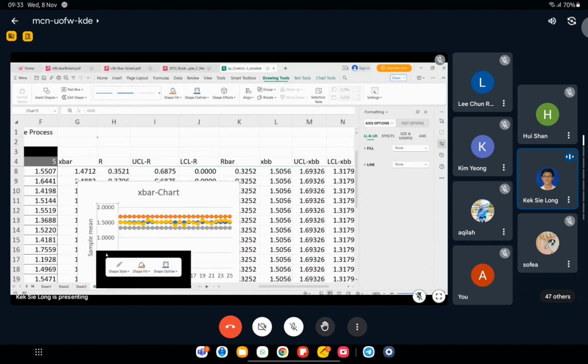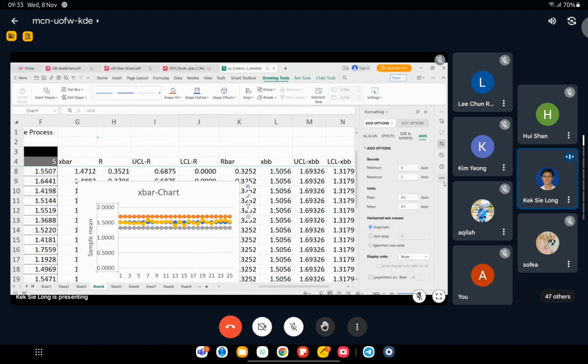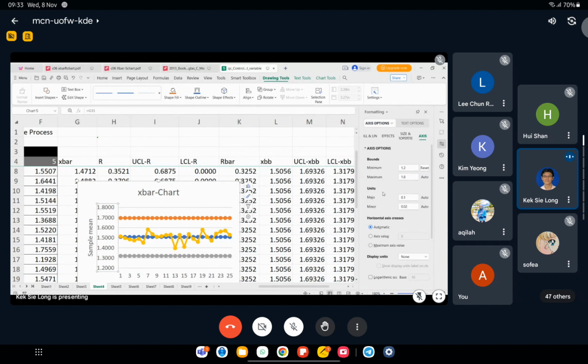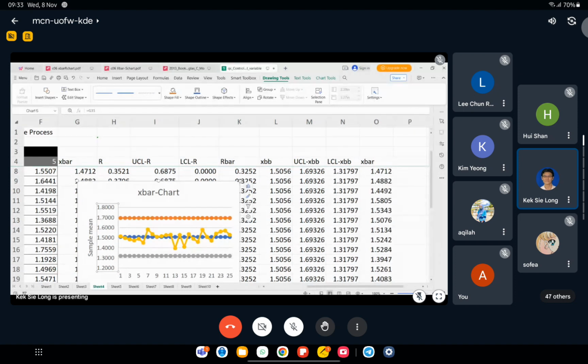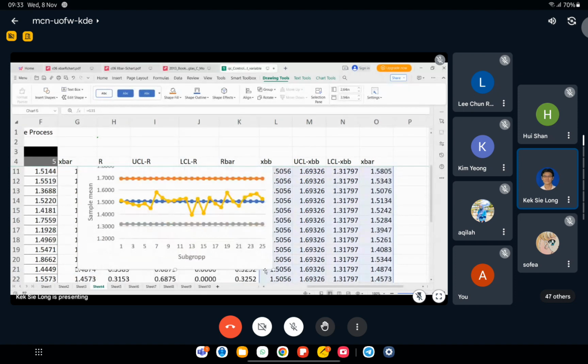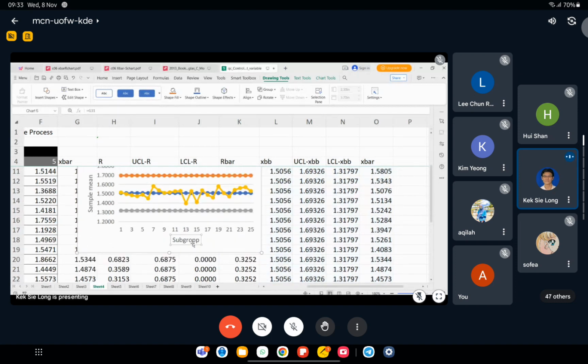So you just point on the y-axis and then click format axis. We want to zoom in, so we can change the minimum. We don't want to start from 0. We want to zoom in, so it should start from 1, isn't it? 1 is better, or 1.2 is better. See how it's better, right? Subgroup, there is a typo.